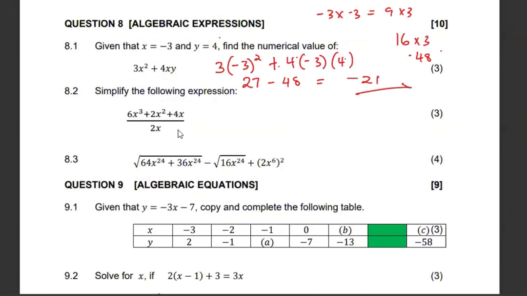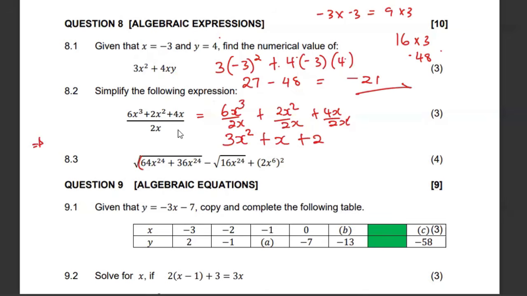Then simplifying the algebraic expression, for as long as you're dividing, do the splitting. 6x cubed over 2x, 2x squared over 2x, and then 4x over 2x, same denominator. So 6 divided by 2 is a 3. We're going to be left with x squared because we have more x's on top and just one x. The 2 and the 2 will cancel to a 1, then 2 x's will reduce to 1x, and then 4 divided by 2 is going to be a 2. This x cancels that x. Then 8.3.